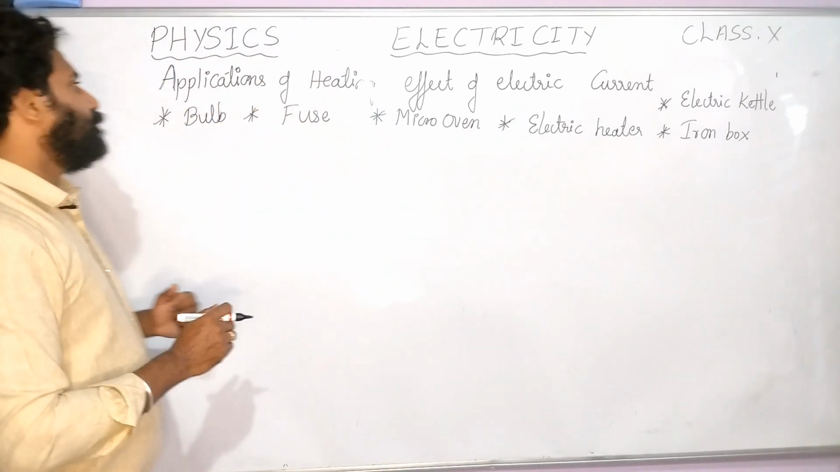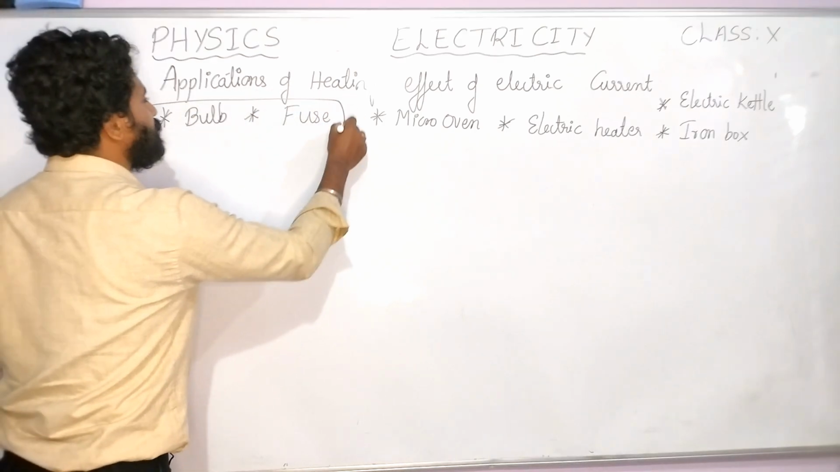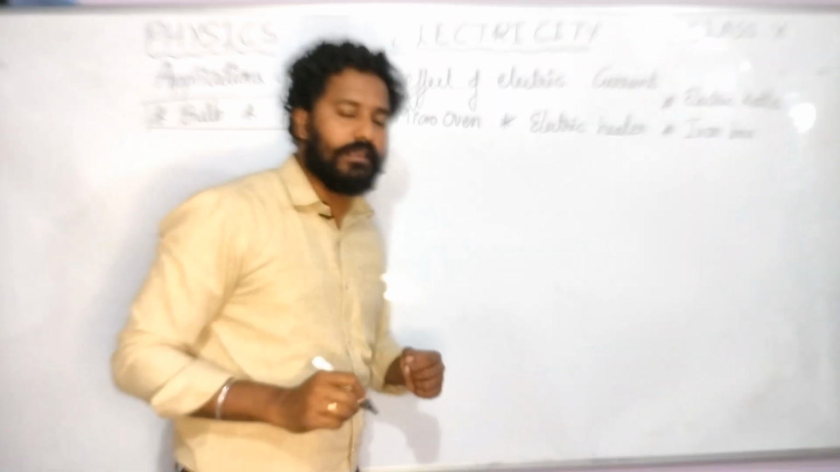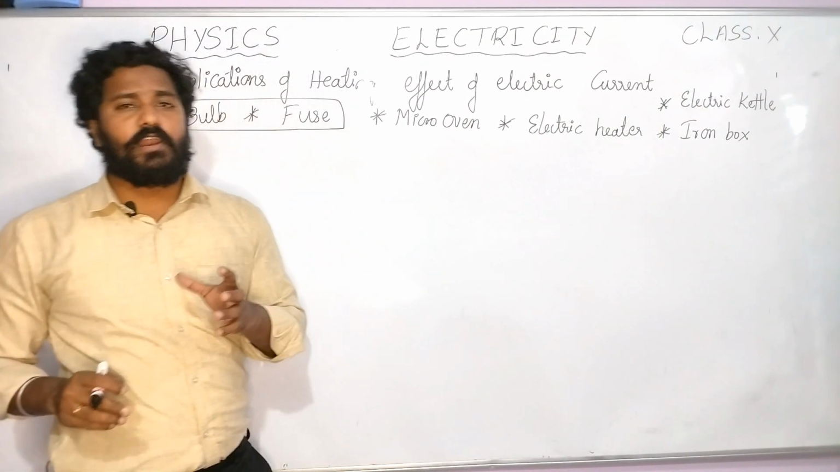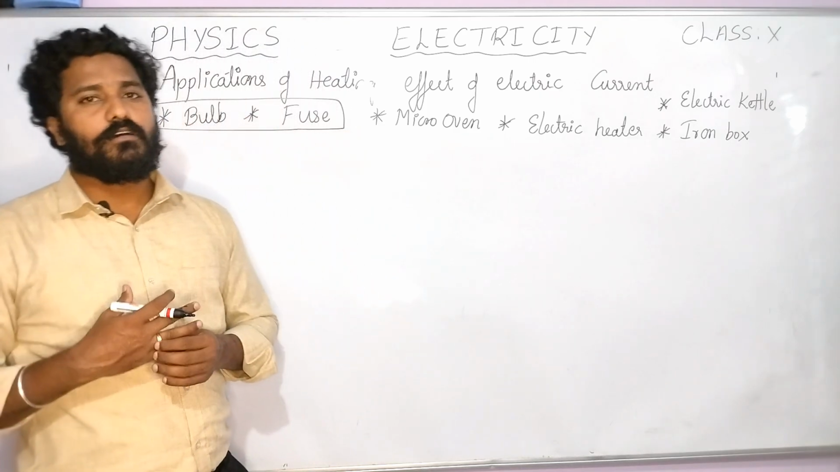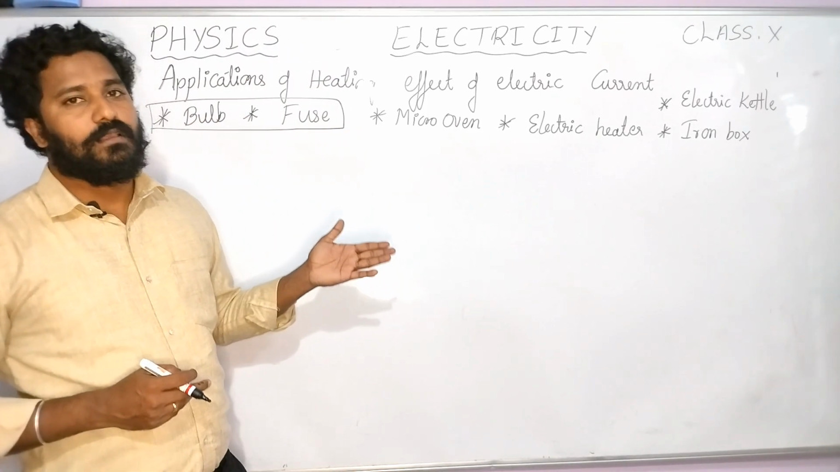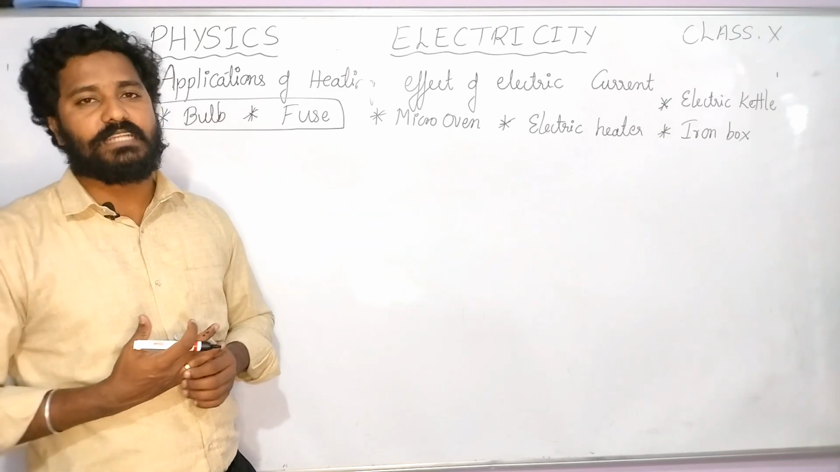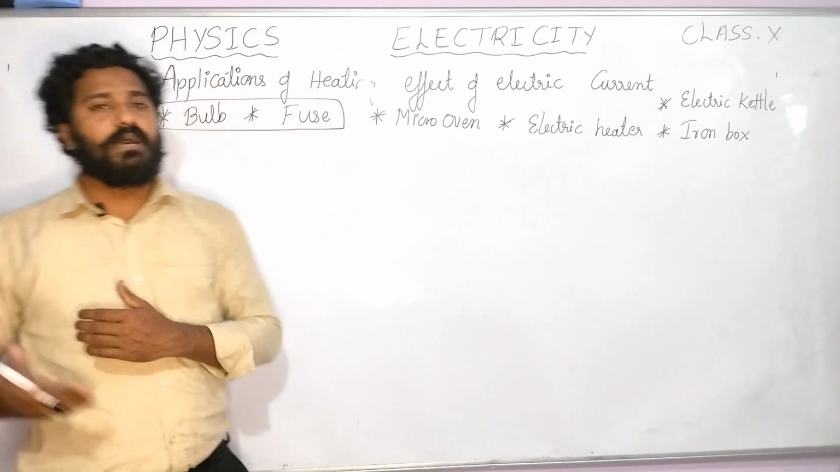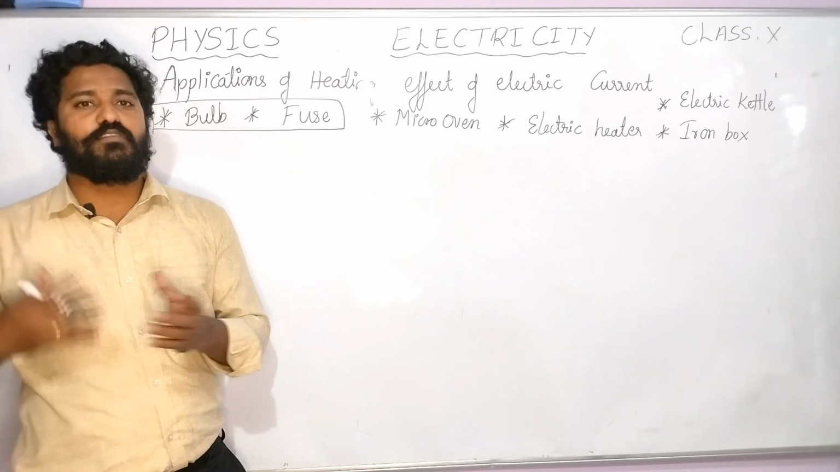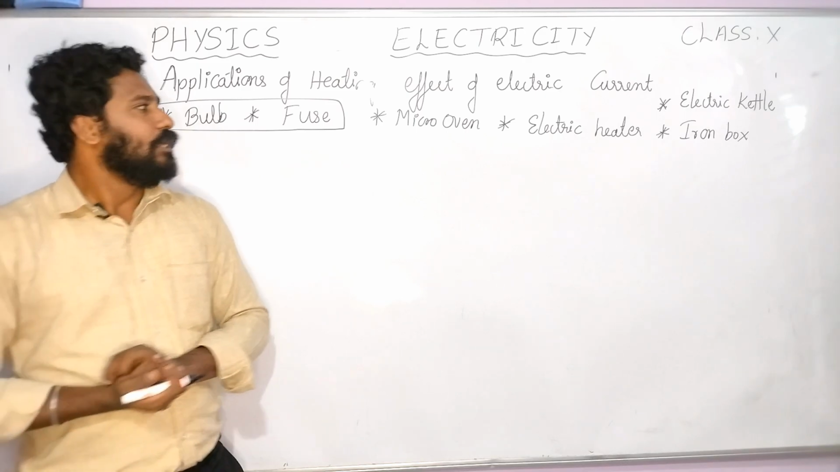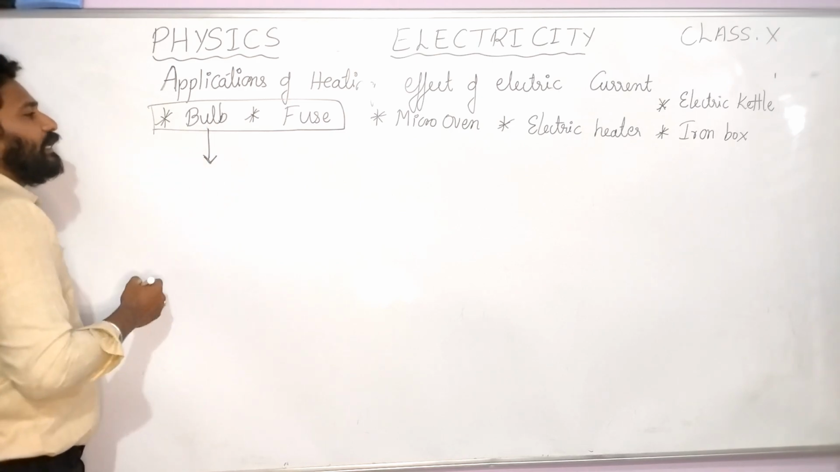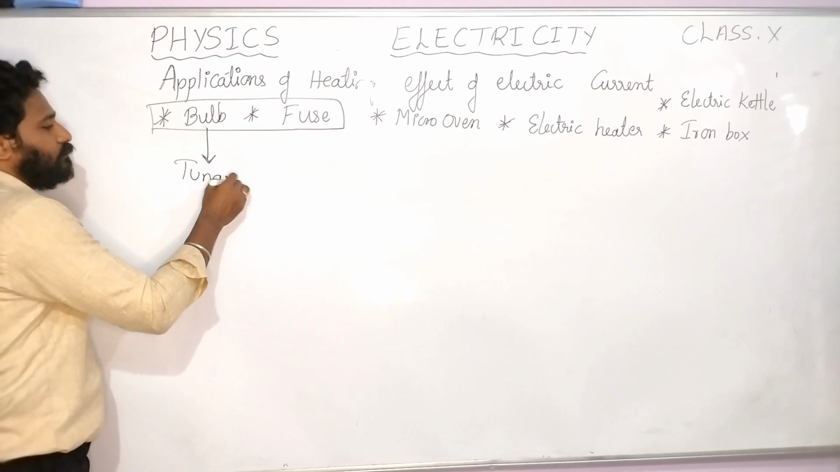Very important practical applications of the heating effect of electric current are the bulb and the fuse. What is the bulb? This is called the incandescent bulb that we have been using for many long years. Nowadays we are using LED bulbs, LCDs and tube lights, reducing the amount of energy consumption. The bulb is made mainly of tungsten.